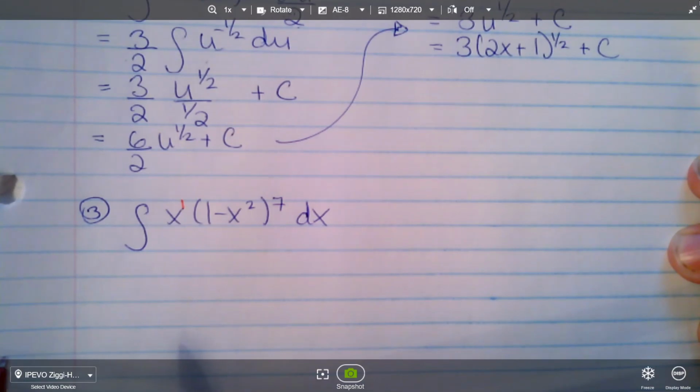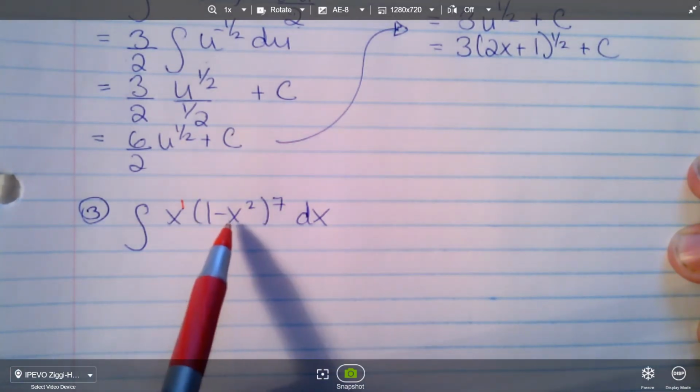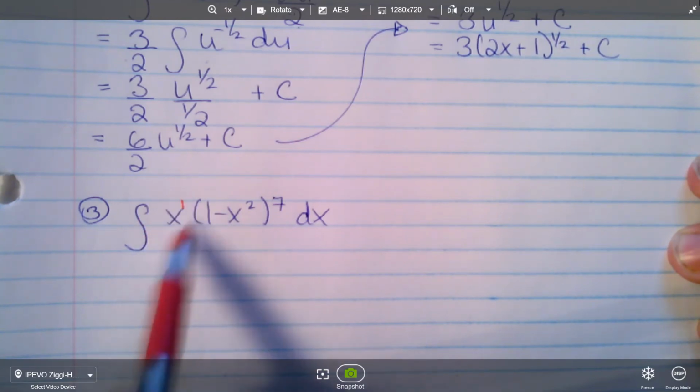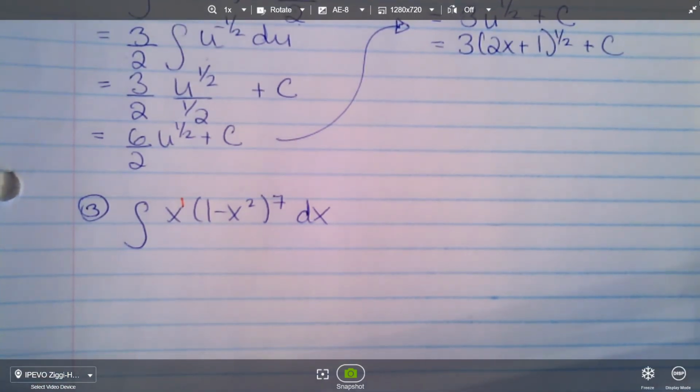Again, I don't care that the 2 is not there. Doesn't matter. What I care about is that when I take the derivative and get 2x, that means that on the outside, if it's the chain rule, there should be an x term on the outside, and there is, so that's good. So this looks like a good candidate.